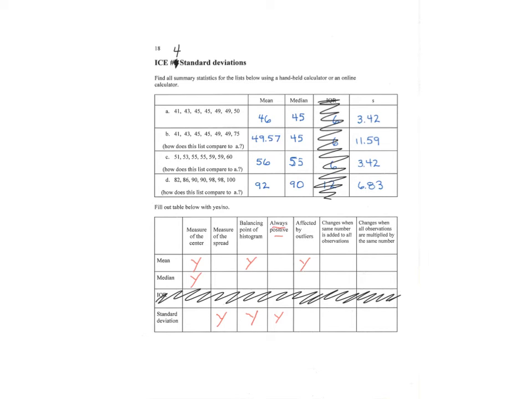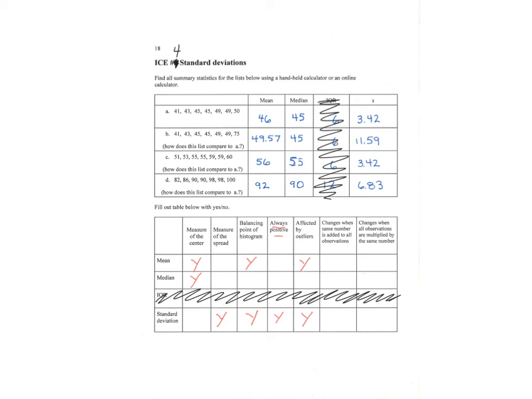Now, what about the standard deviation? Well, the standard deviation uses the mean. So if the mean is affected by outliers, then the standard deviation is also. In fact, it's even more affected. So we see that it changes from 3.42 to 11.59.